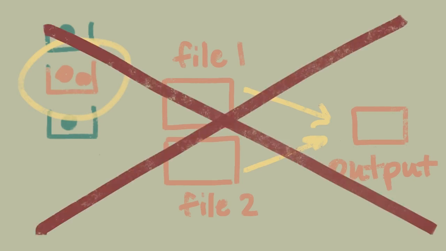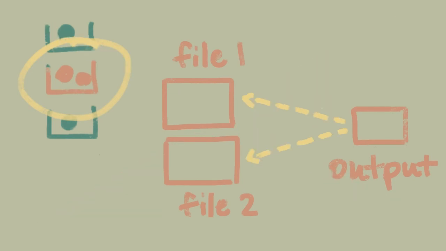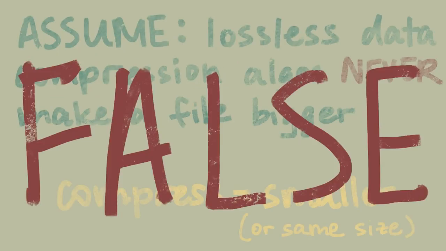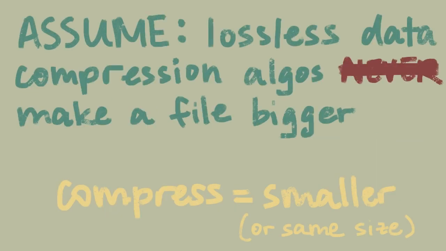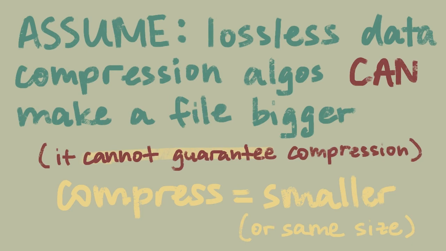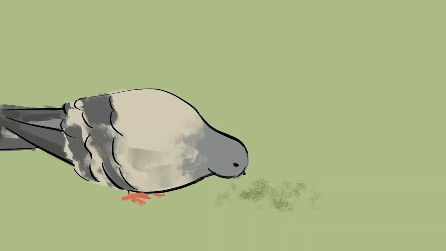However, this is a contradiction. If this is the case, it's impossible to reconstruct the original image because there are 2 different possibilities, and which one is the right one? Therefore, the assumption is false. For any lossless data compression algorithm, there exists a file made bigger by it. What we just showed is how a basic counting principle can have powerful applications, and this extends beyond just pigeons.